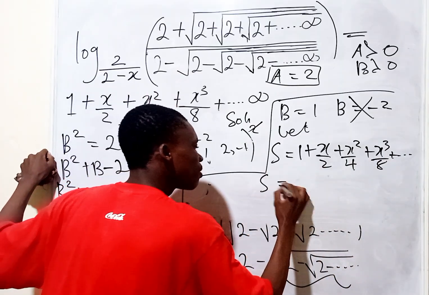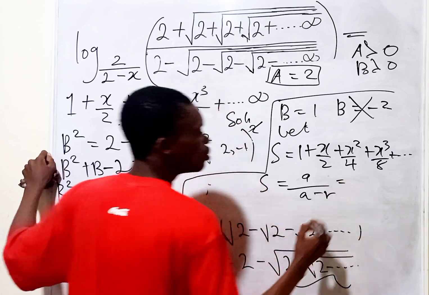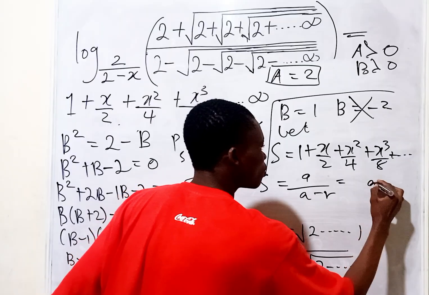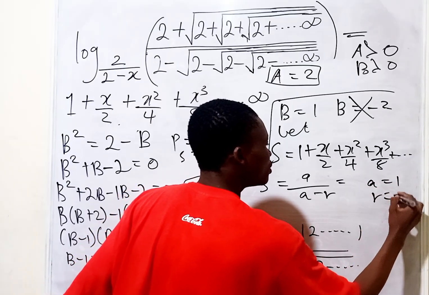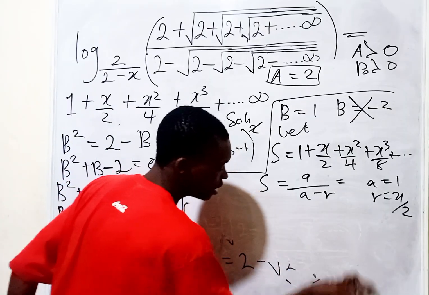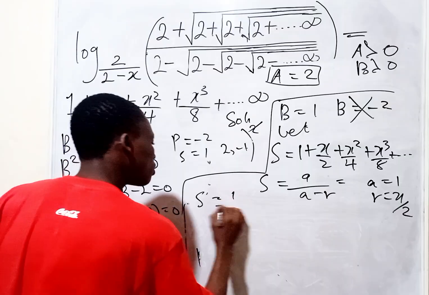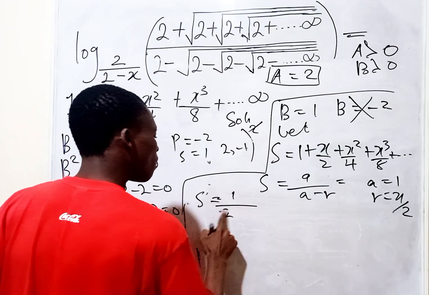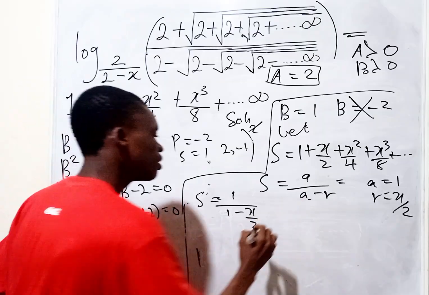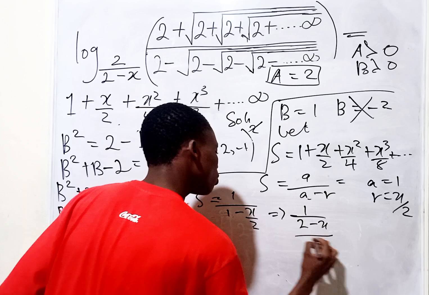So what's the formula for finding the geometric series? We say that this is S equals a all over 1 minus r. So our a here, the first term, is what? 1. The common ratio there is x over 2. All right, so to finish this up, we say that S equals 1 all over 1 minus x over 2, which implies 1 all over 2 minus x all over 2.